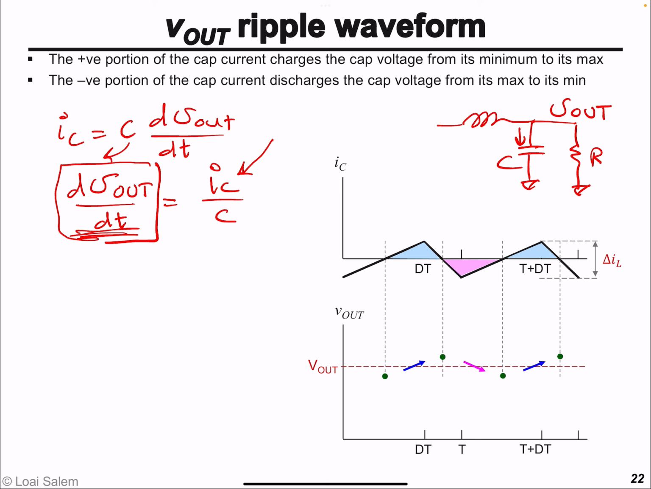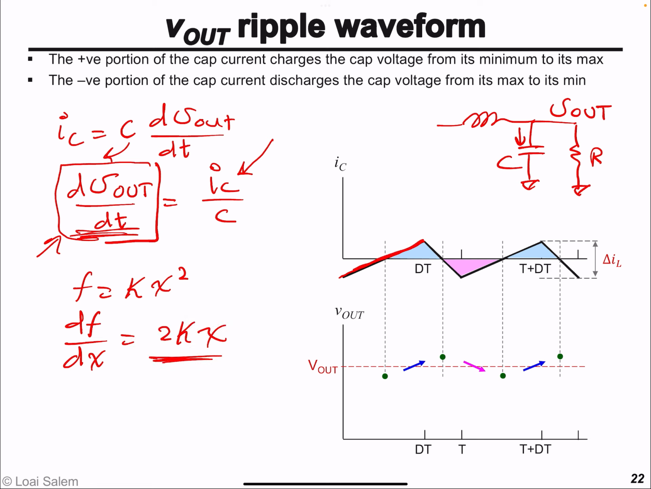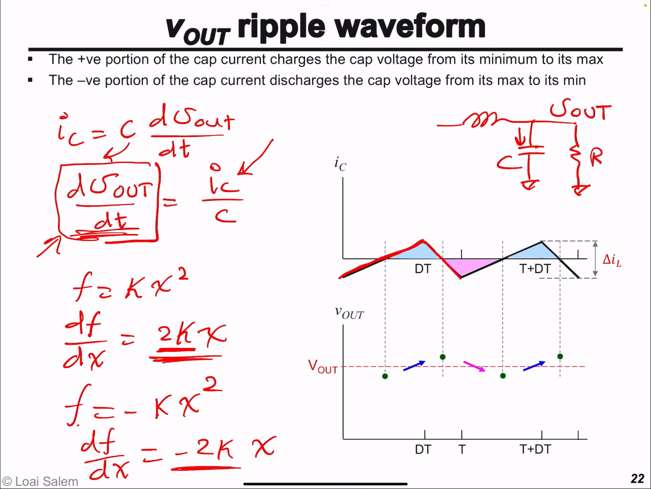So what function has a first derivative that's linear, a straight line? Well, if you have a function that's kx squared, then its first derivative would be 2kx, which is a straight line with a positive slope. On the other hand, a function whose first derivative is a straight line with negative slope is, say, minus kx squared, because its first derivative will be minus 2kx, a straight line with a negative slope.